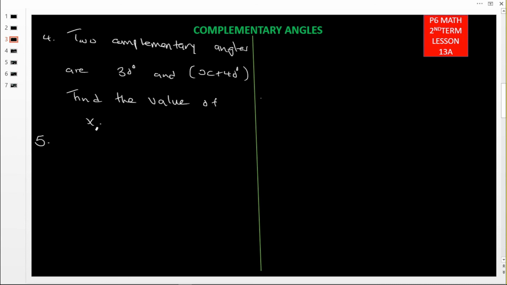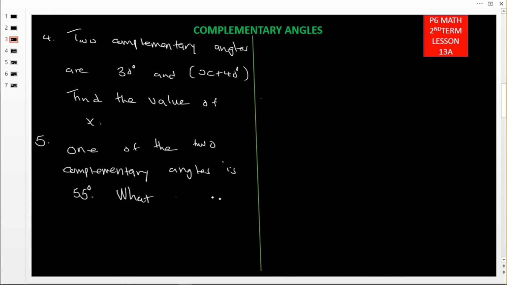Number 5 here: one of the two complementary angles is 55 degrees. What is the second angle?